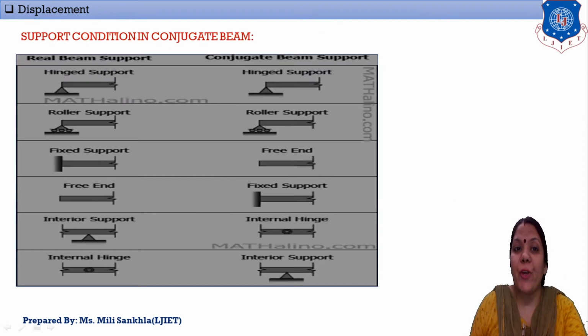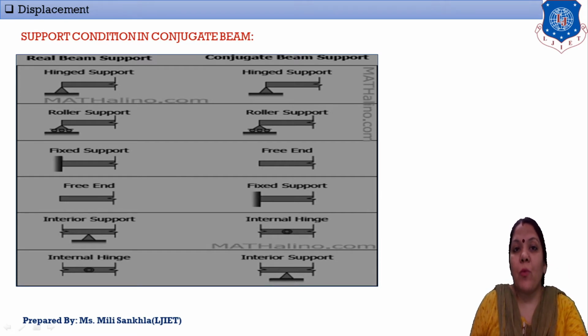Now our next theory: support conditions in the conjugate beam. It is very important because in examples we change the support condition. First of all, here I mention the real beam support and after that convert it into the conjugate beam support. First, a hinge support in the real beam is as it is in the conjugate beam. A hinge support stays a hinge support; there is no need to convert it.